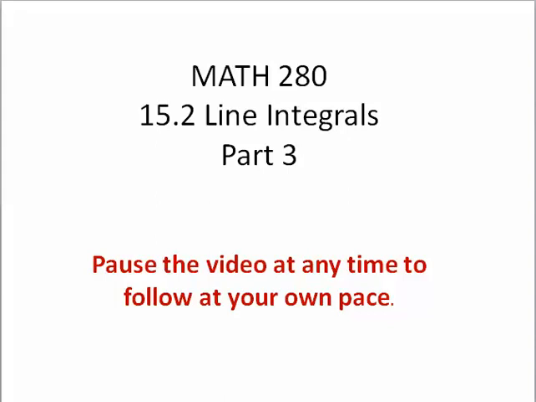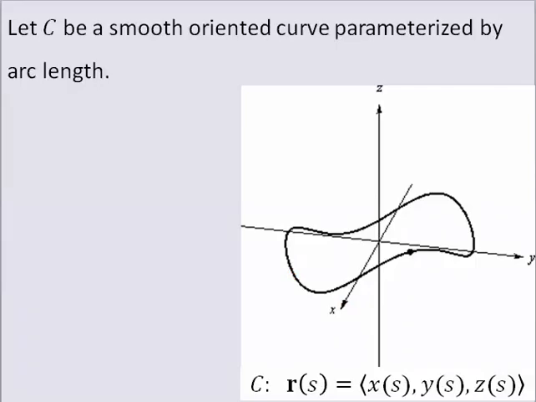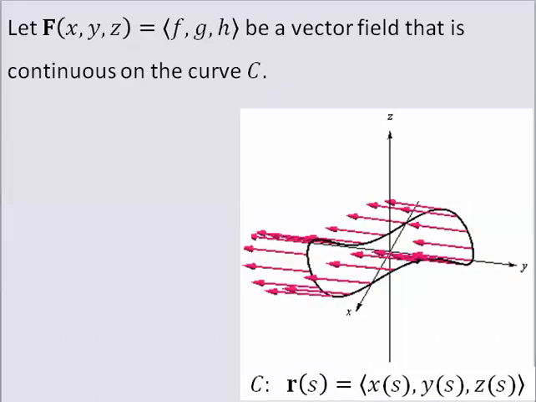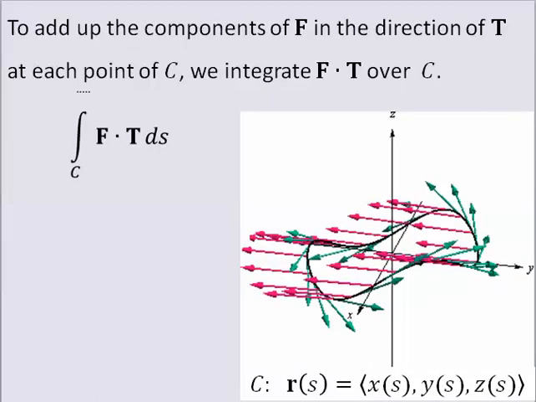Line integrals, part 3. We're going to start off with a short summary. C is a smooth oriented curve parameterized by arc length, and at every point of C, the unit tangent vector T points in the forward or positive direction of C. Let F be a vector field that is continuous on the curve. To add up the components of F in the direction of T at each point on the curve, we integrate F dot T over the curve.